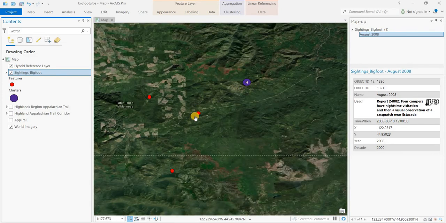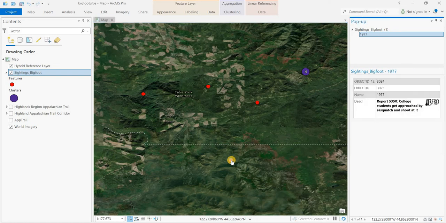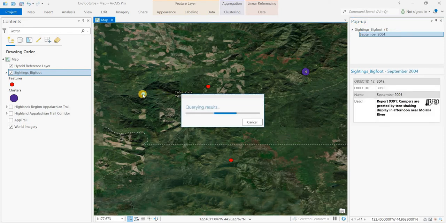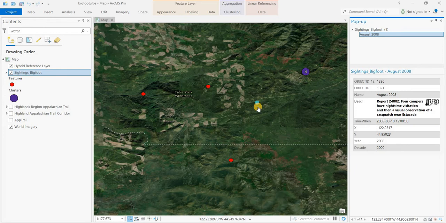So we'll go back to this cluster. There's another one. 1977, college students get approached by Sasquatch and shoot at it. Wow, that's really interesting. That's the first time I think we've come across something like that. Interesting. Campers are greeted by a tree-shaking display in the afternoon near Meoliala River. Sorry, I don't know how to pronounce that name.